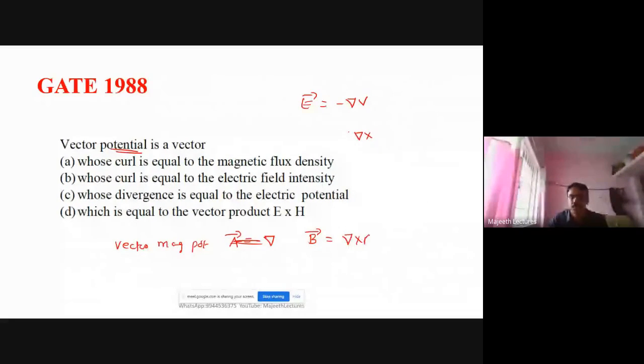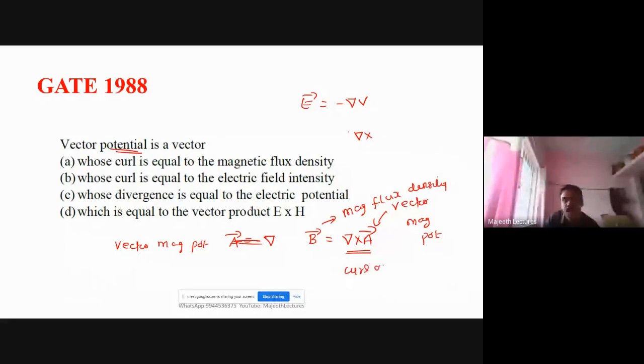Please remember this point. This A is what you call vector magnetic potential. B is magnetic flux density. So vector magnetic potential is A. B is magnetic flux density, that is equal to del cross A. So vector magnetic potential is a vector whose curl is equal to magnetic flux density. Del cross means curl of vector potential.